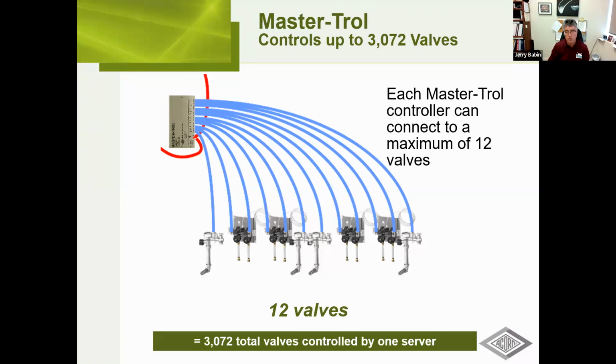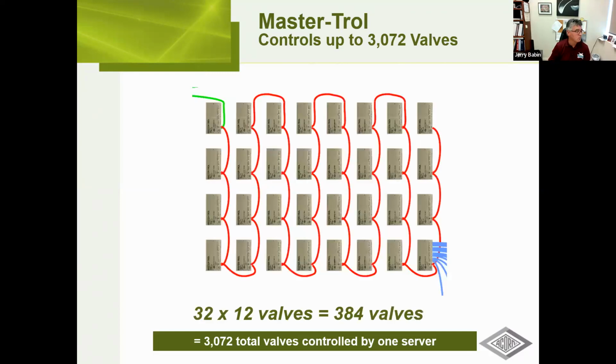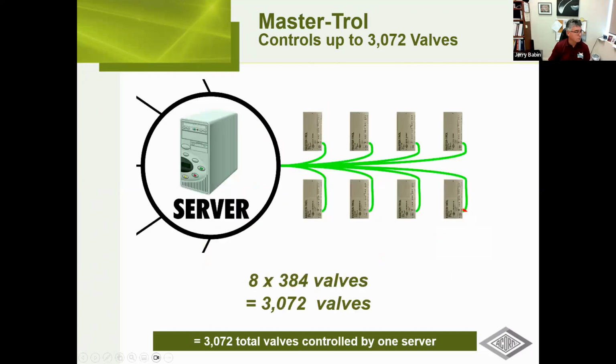And again, this one's giving you a view of what a 12 connection would look like. So here we've got, again, 4 combination fixtures hooked up. Again, you have 32 controllers, 12 valves, again, 384 valves total. And again, just walking back through the numbers.